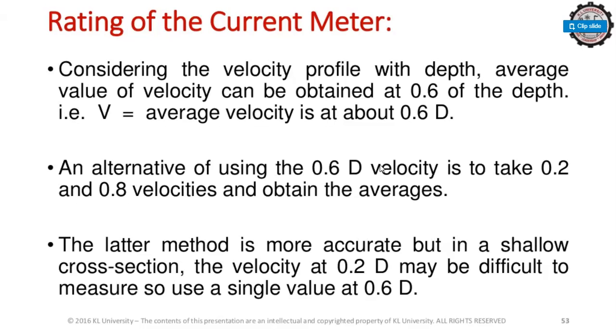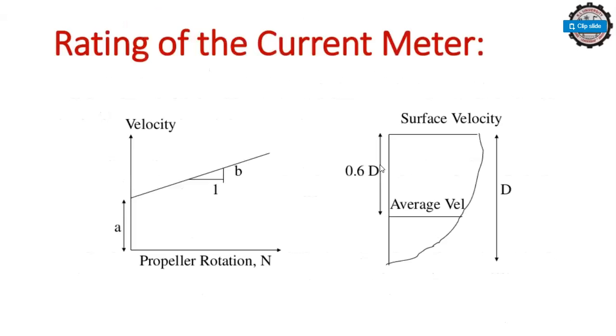Rating of the current meter. Considering the velocity profile with the depth, average value of velocity can be obtained at 0.6 of the depth. That is, the average velocity is at about 0.6 D. An alternative to using the 0.6 velocity is to take 0.2 and 0.8 velocities and obtain the average. The latter method is more accurate, but in a shallow cross section, the velocity at 0.2 D may be difficult to measure, so use a single value at 0.6.